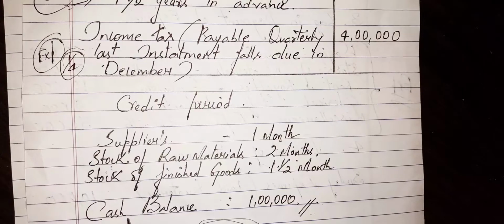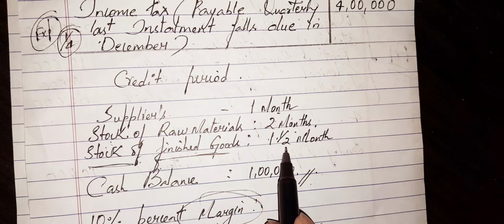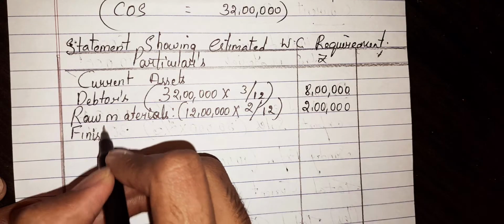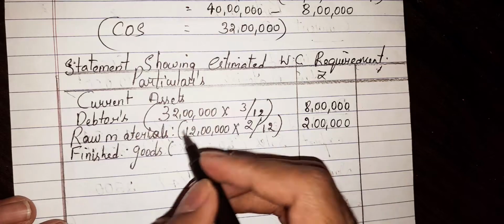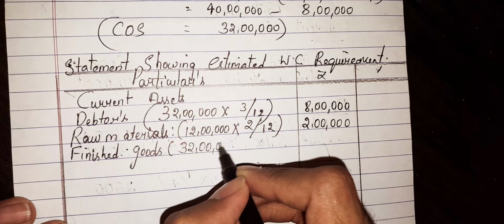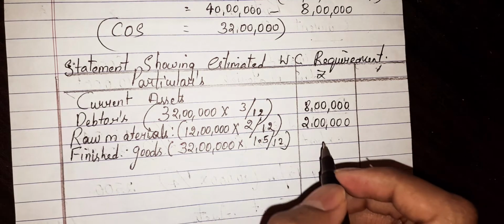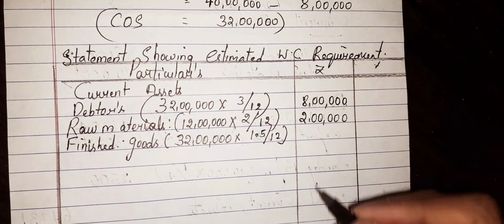Next, let us check other information. We do have something called stock of finished goods. Again, this is also a current asset. Stock of finished goods, 1.5 months. So you have to take it on cost of sales. 32 lakhs into 1.5 divided by 12. It will be 4 lakh rupees.